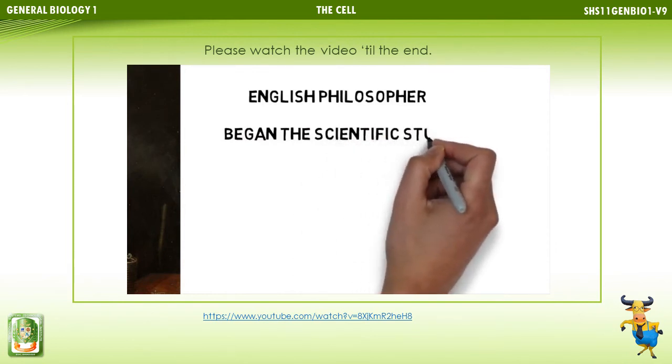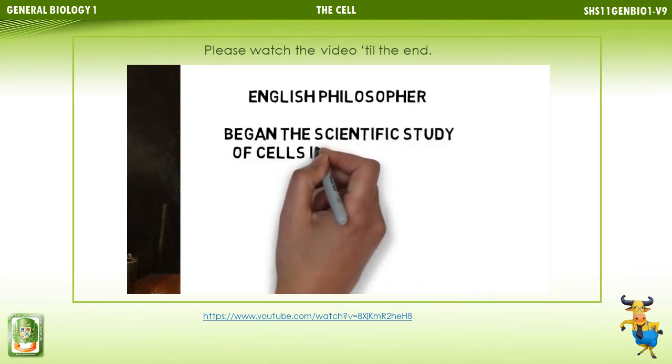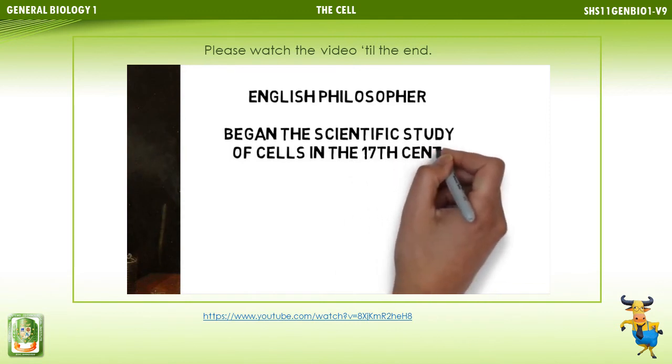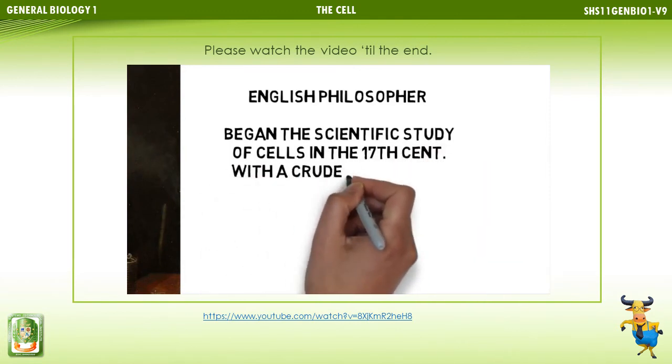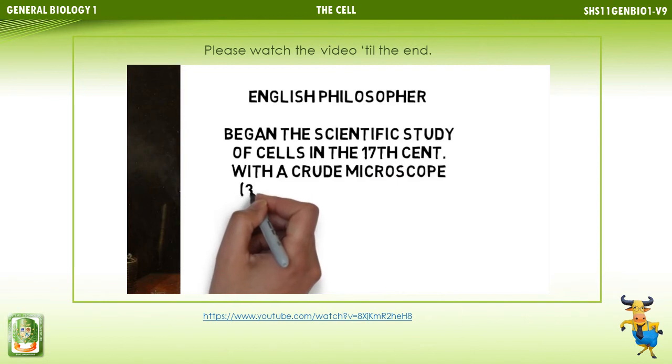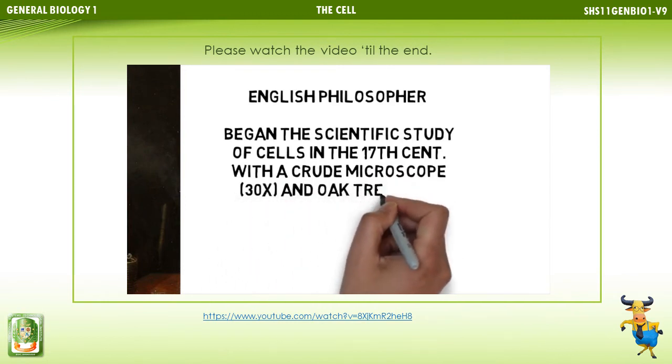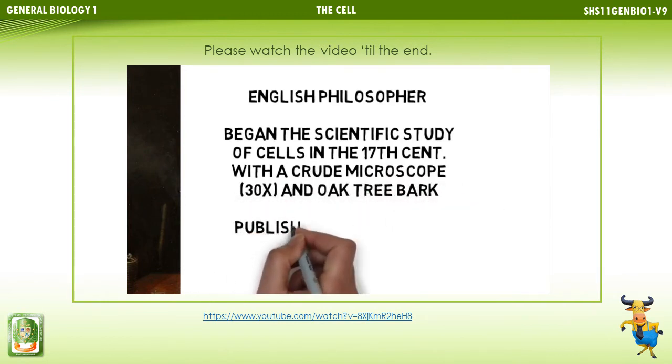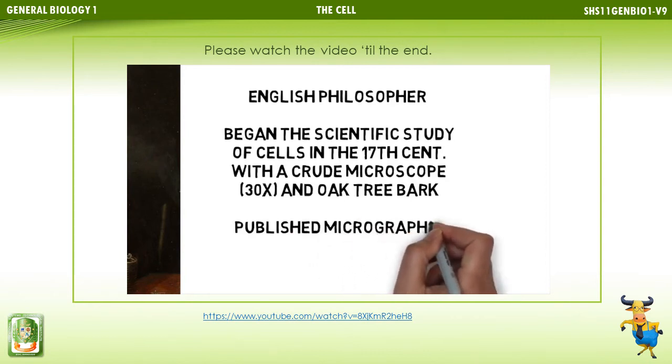So he was actually the first one to discover cells, and he did so by using a very old-fashioned microscope that could only magnify up to 30 times magnification, and he analyzed oak tree bark and found that the oak tree bark had these little tiny compartments that he coined as cells.